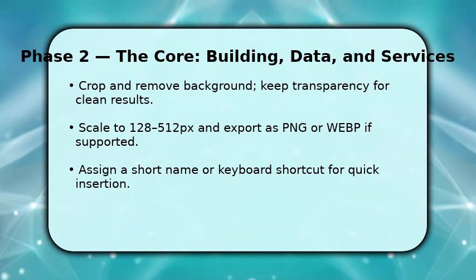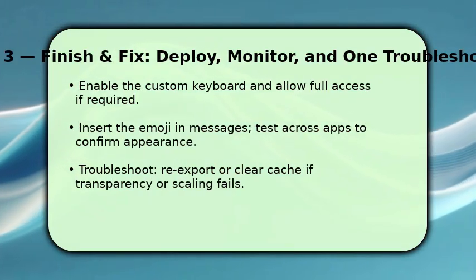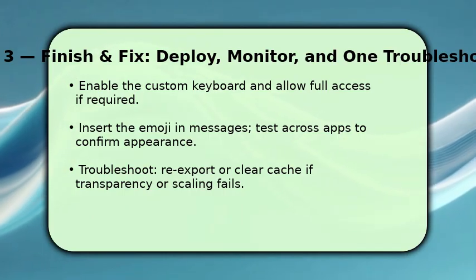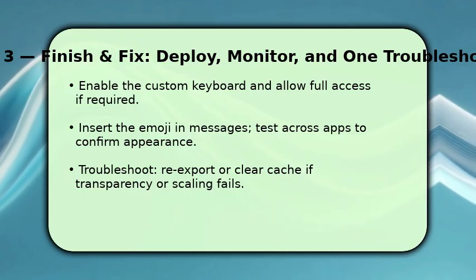You finish by enabling and testing the new battery emoji across your apps. Go to System Keyboard Settings, enable the custom keyboard, and allow full access only if the app requests it. Make sure it's set as an input option.